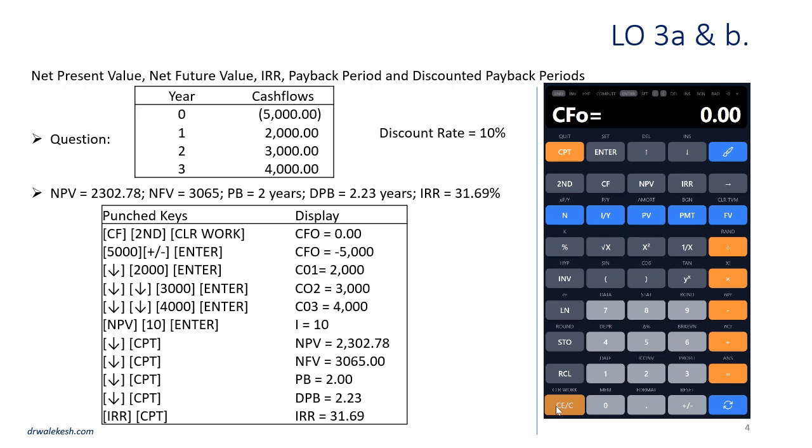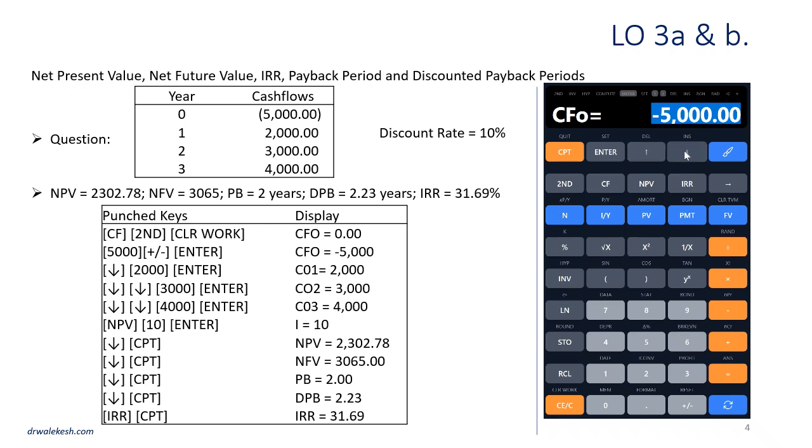Now let's get started with year zero cash flow. Year zero cash flow is 5,000. To be more specific, negative 5,000. So I'll press 5,000. Then plus or minus, because I need a negative sign in front of 5,000. So let us not forget enter. So I have to press enter. So I have the number locked in as year zero cash flow.